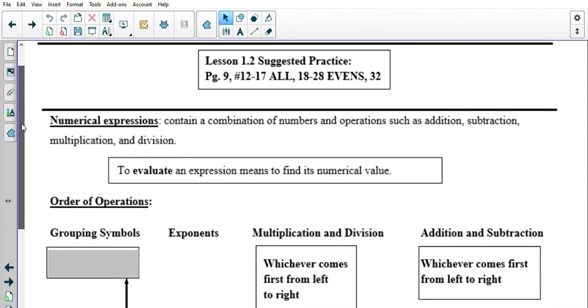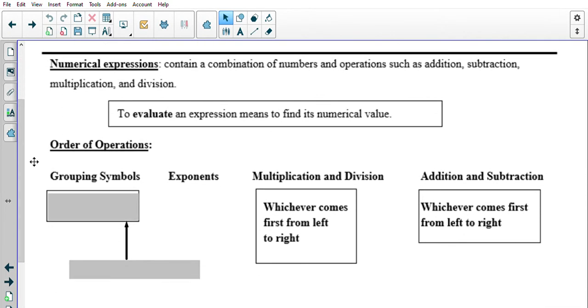The first definition is what a numerical expression is. Numerical indicates that we're talking about numbers. Expressions are things that don't contain equal signs. So a lot of times we work with equations. Here we're just working with expressions, which are things that you worked with back in elementary school when you learned basic operations. So numerical expressions contain a combination of numbers and operations, such as addition, subtraction, multiplication, and division.